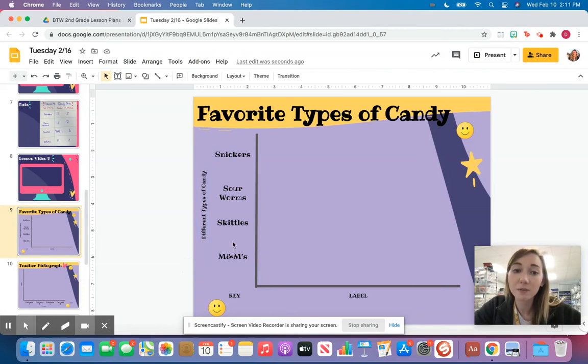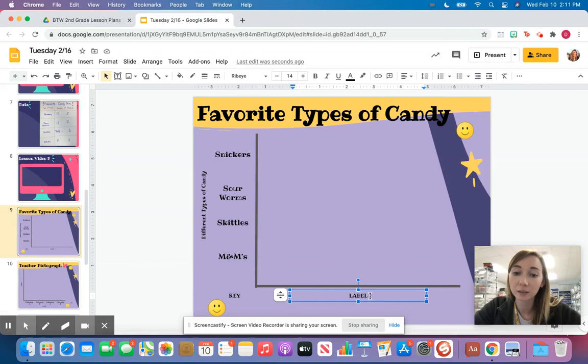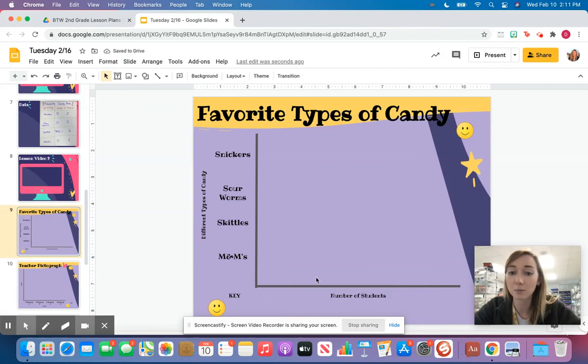So hopefully we've all paused and have made our page look like this so far. So we have our different kinds of candy over here, the Snickers, Sour Worms, Skittles, and M&Ms. And down here, we have another label. This will be number of students who chose that option.